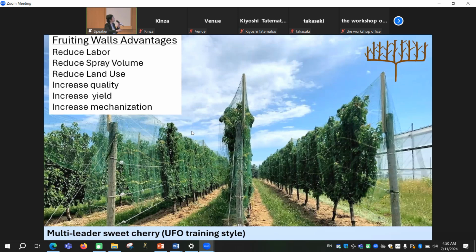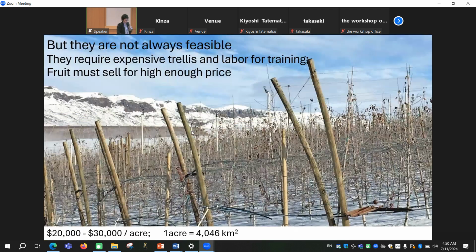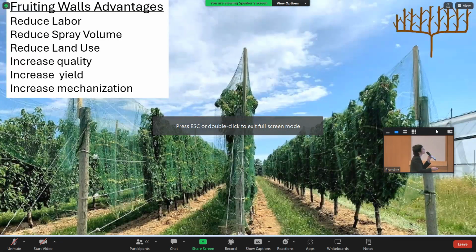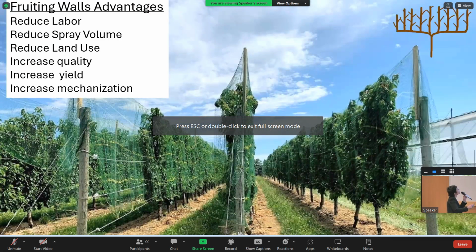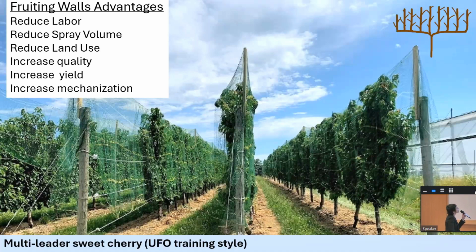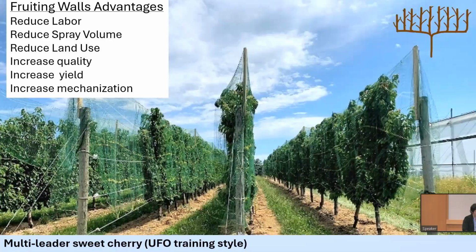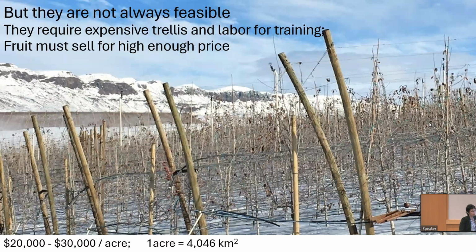Spaced, I don't know, every 8 feet or so with multiple leaders to fill that in. So there's many advantages to these fruiting walls. I could talk to you a lot more about tree fruit agriculture over lunch, but they do lead to reduction of labor, spray and land, and increased quality yield and enable mechanization. But they're not very feasible for every type of fruit tree.